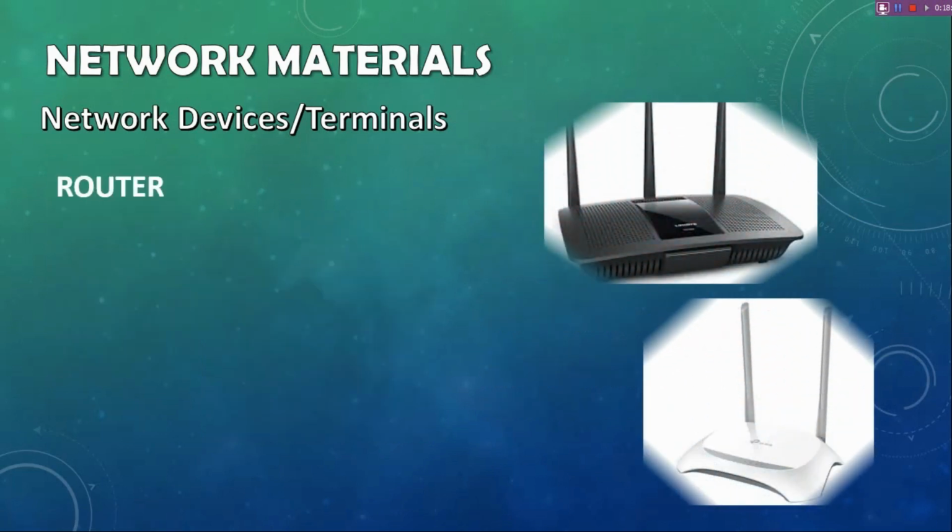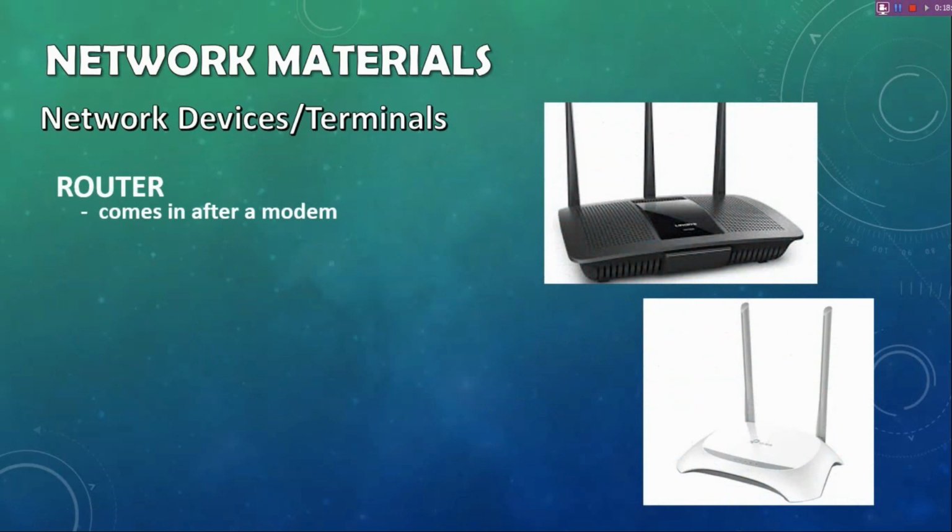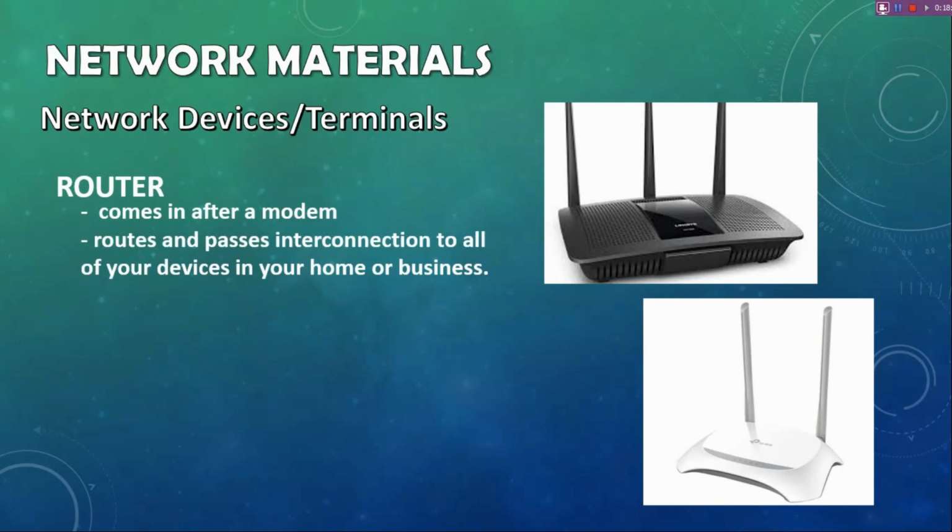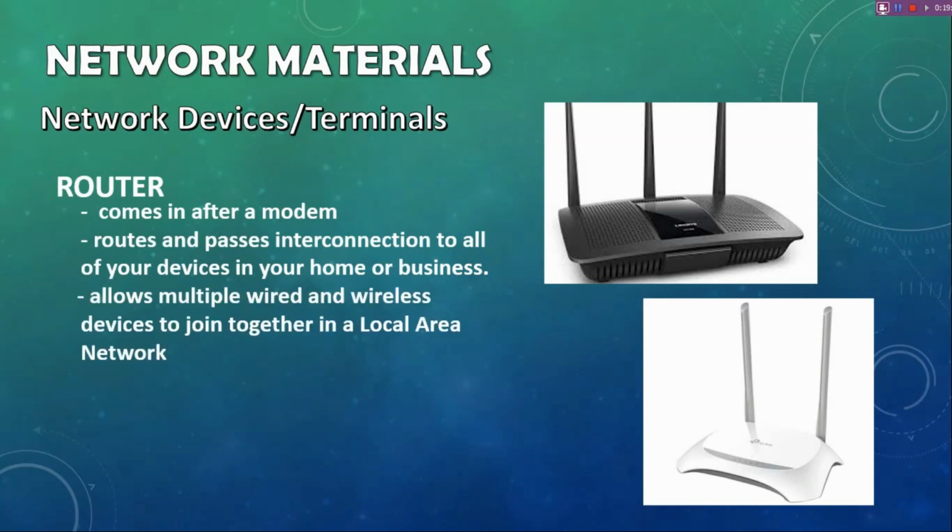Next, router. A router comes in after a modem. Almost everyone who has an internet connection in their home would have a Wi-Fi router. It routes and passes the internet connection to all of your devices in your home or business. It allows multiple wired and wireless devices to join together in a local area network. It broadcasts a Wi-Fi signal so that the wireless devices can connect to it, and it also has a built-in switch with several network ports so that the wired devices can connect to it using Ethernet cables.